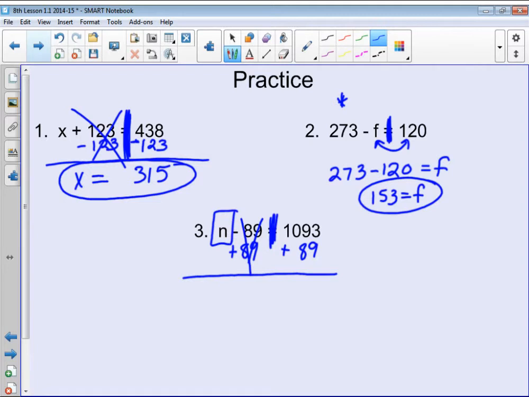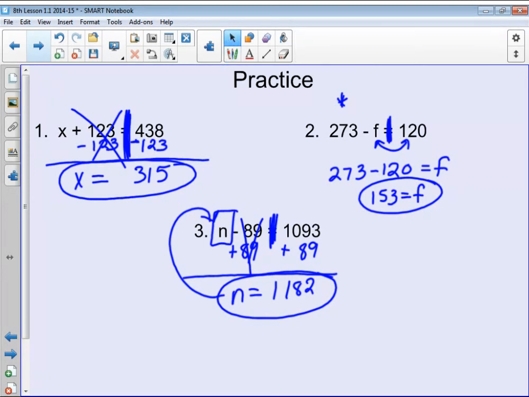So now I have 1,093 plus 89, and that gives me 1,182. And over here, I still had n left by itself, so I just found out that n equals 1,182. To check yourself, remember, on any of these, you can always substitute back in where that letter was and resolve the problem to see if you got what they originally had. Okay, that's working with adding and subtracting.